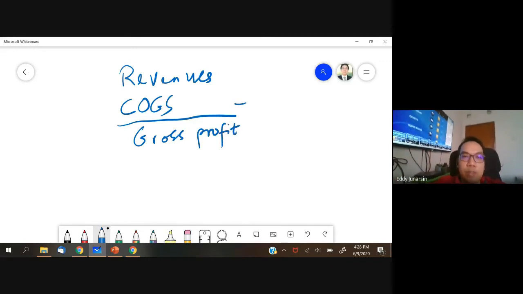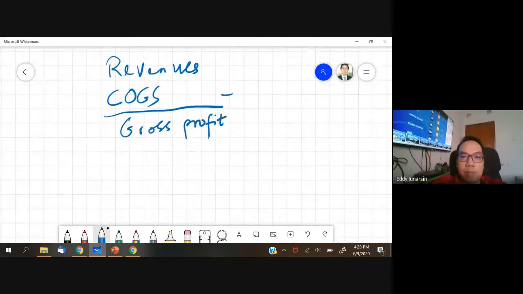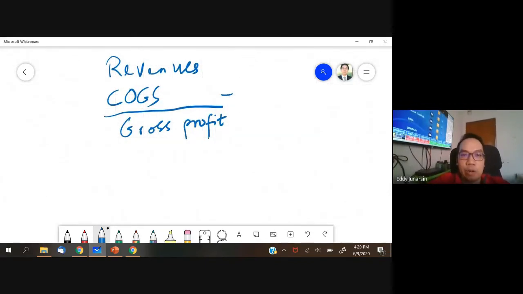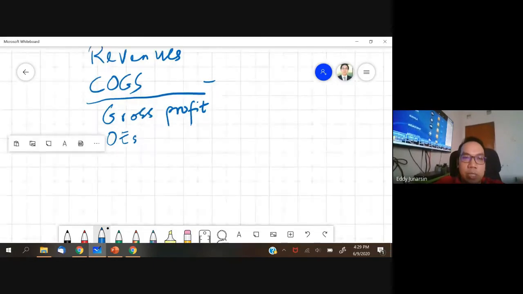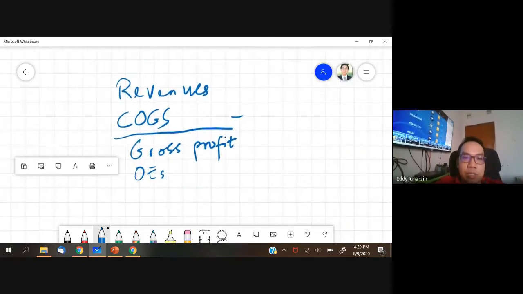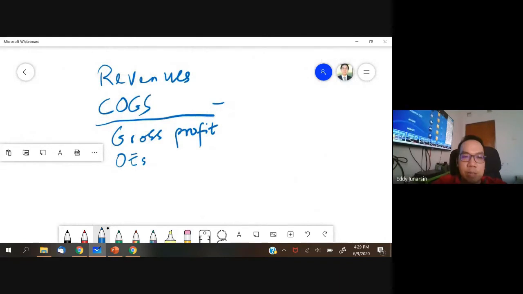And after gross profit, you have operating expenses, right? Indirect operating expenses, like salary expense for employees and executives. You have marketing expense. You have whatever other expenses, general expense, including here we have depreciation expense, depreciation and amortization expenses.